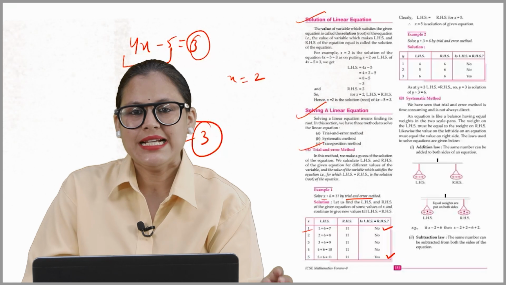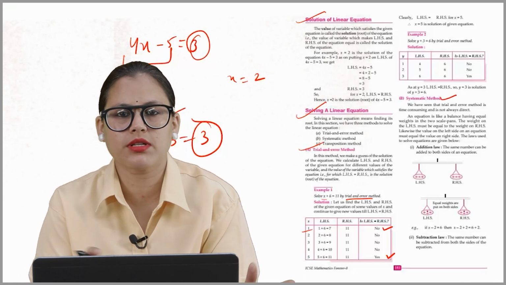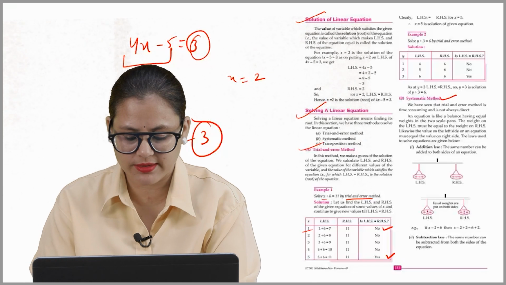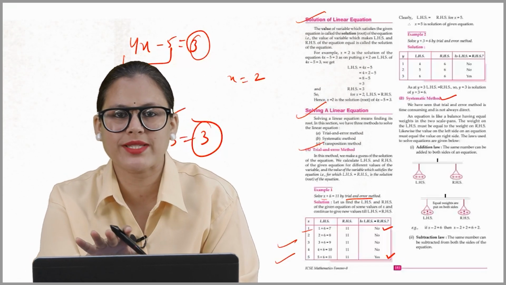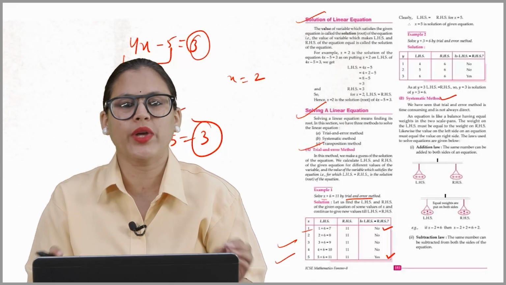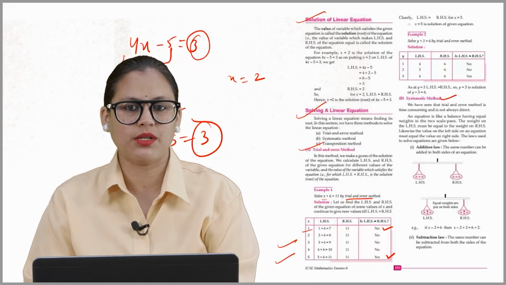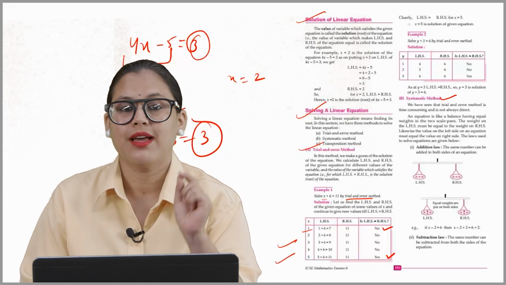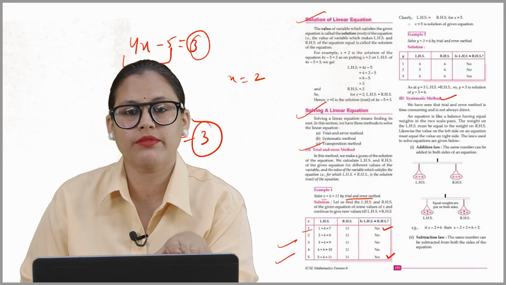B, systematic method. We have seen that trial and error method is time consuming, as we have seen in this example, and it is not always direct. An equation is like a balance having equal weights in the two scale pans. The weight on the LHS must be equal to the weight on the RHS. Likewise, the value on the left side of an equation must equal the value on the right side.